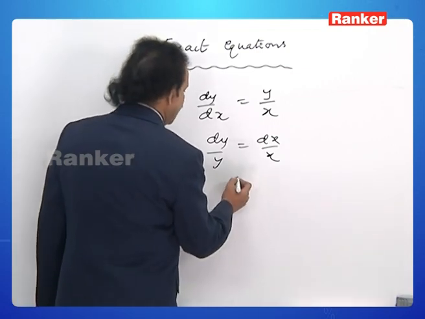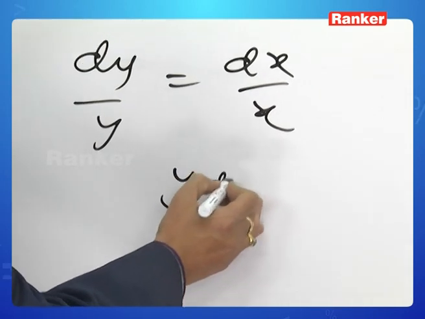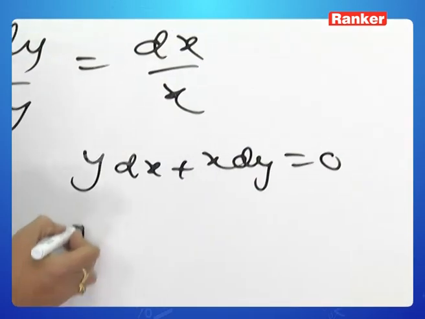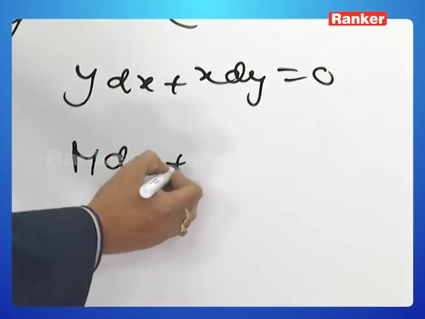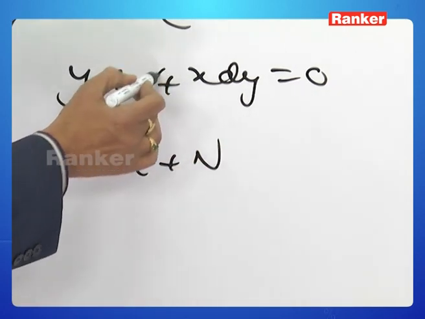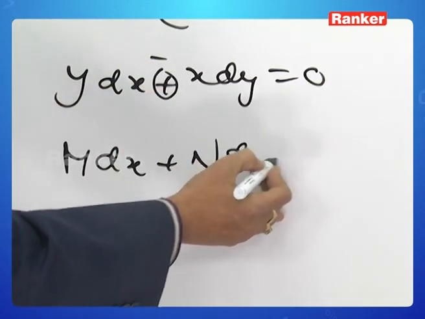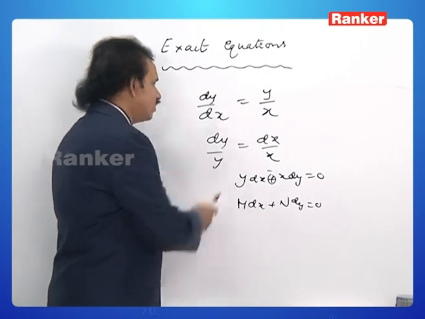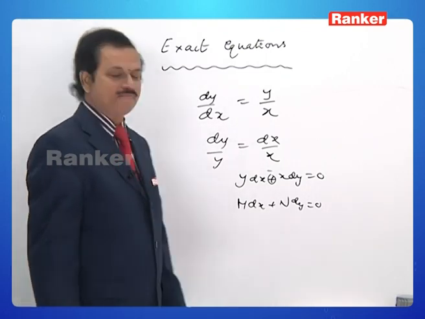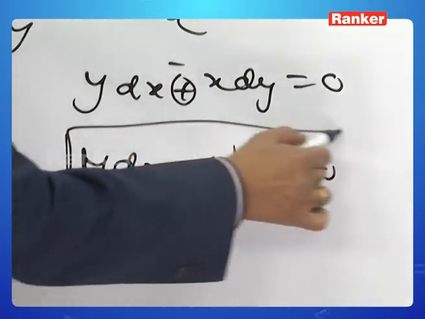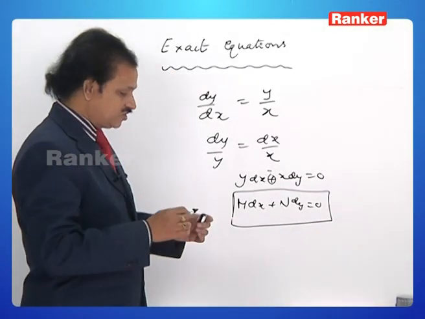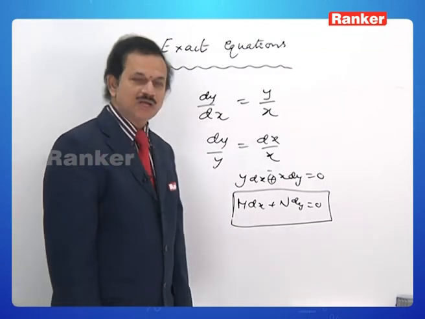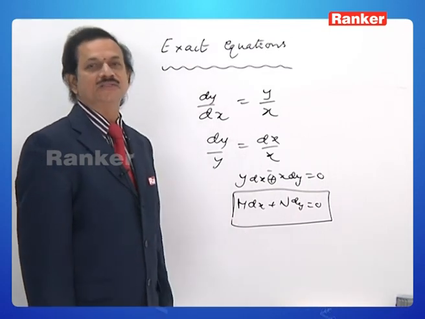This equation can also be written like this: y dx plus x dy is equal to 0. Again, this takes the form M dx plus N dy. Of course, with a minus sign here, dy is equal to 0, isn't it? Here M is y and N is minus x. So by observing all such examples, we can come to a conclusion that the general or standard form of an exact equation can be taken as M dx plus N dy is equal to 0.